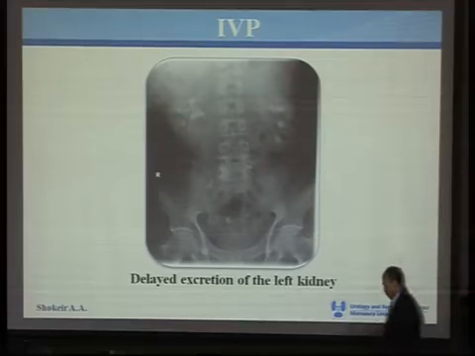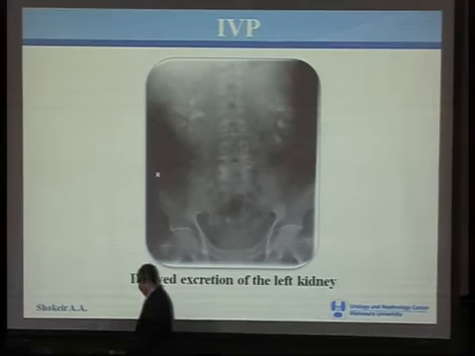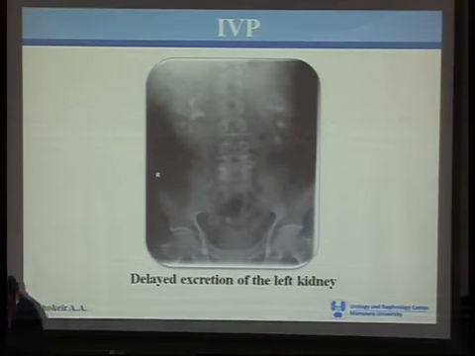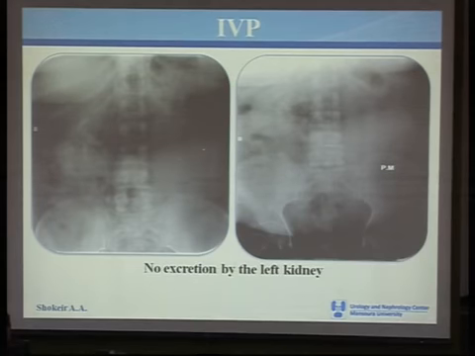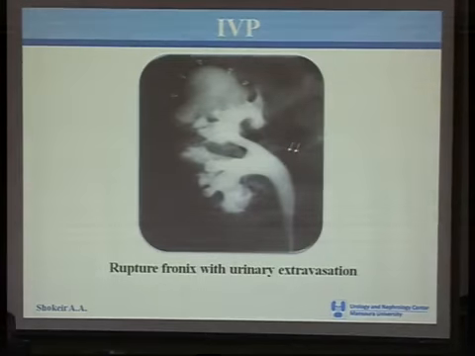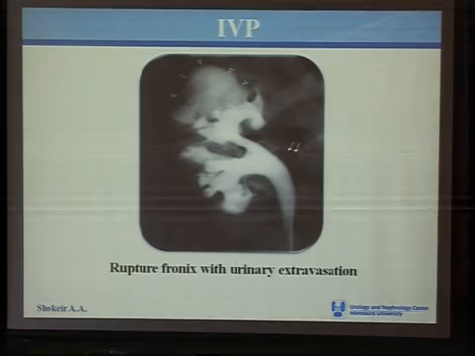And this is delayed excretion of dye by the left kidney. And there is here no excretion of dye by the left kidney. And here an example of rupture of the fornix of the minor upper calyx with extravasation of dye outside the kidney.